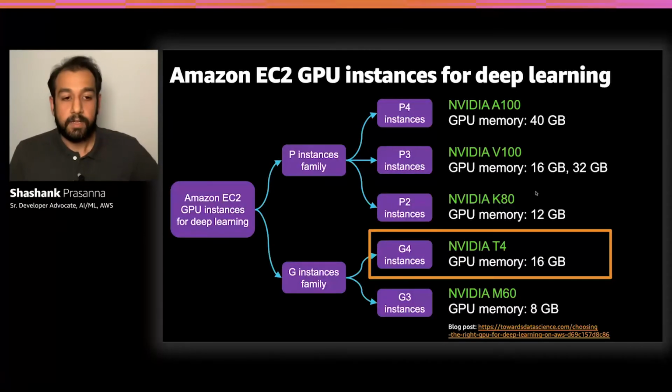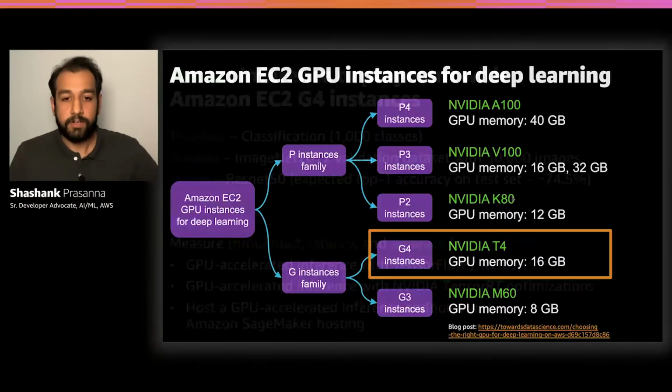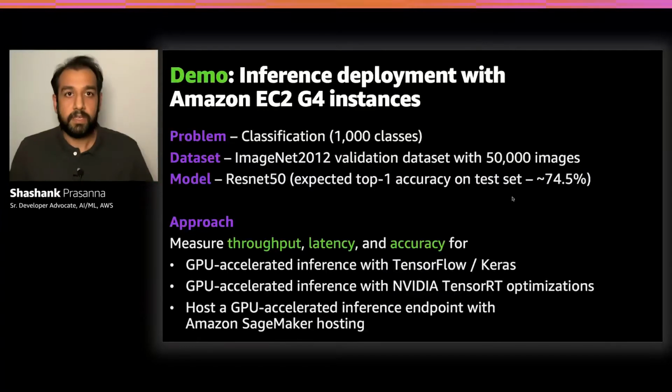Now, with that very quick introduction, I'm of the camp that believes that you have to show the results first before you dive into the features and benefits. So let's take a look at a quick demo. In this demo, I'll do an inference benchmarking task using a ResNet 50 model, which is a popular image classification model.